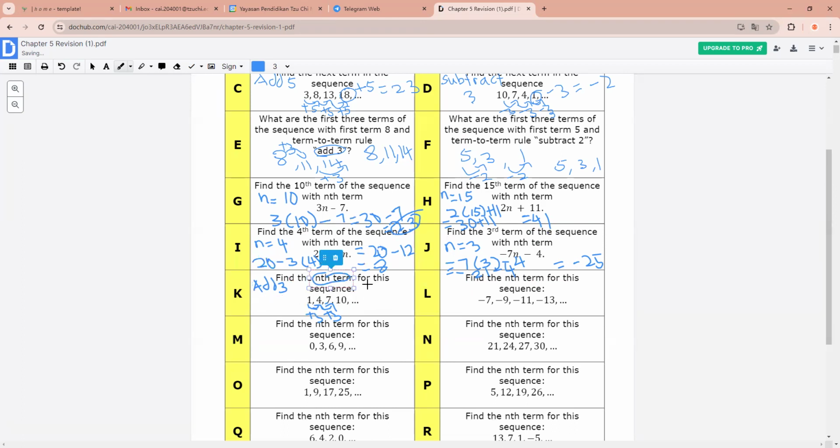So the formula to find the nth term is a, the first term, plus (n minus 1) multiplied by d, and d is the term-to-term rule. So in this case, the first term is 1, plus (n minus 1), and d is 3.